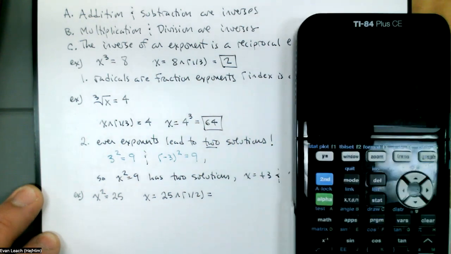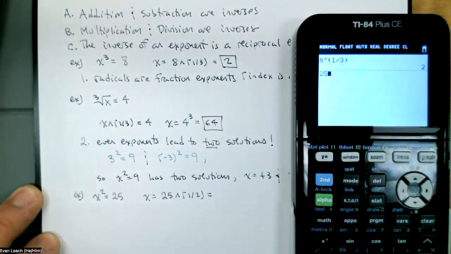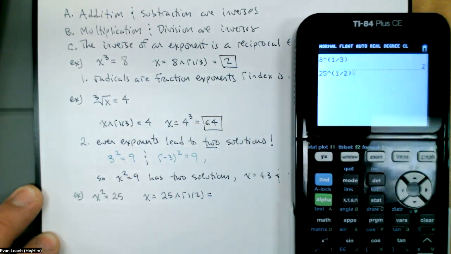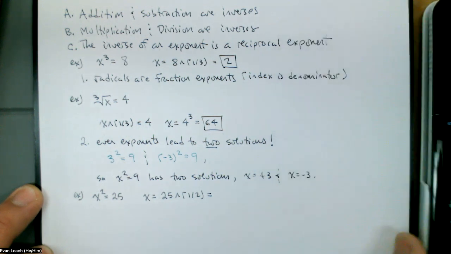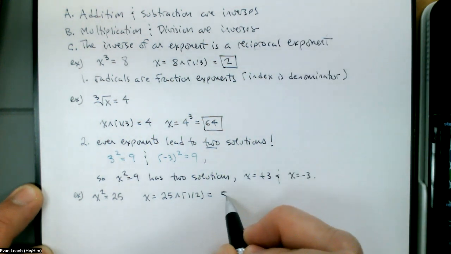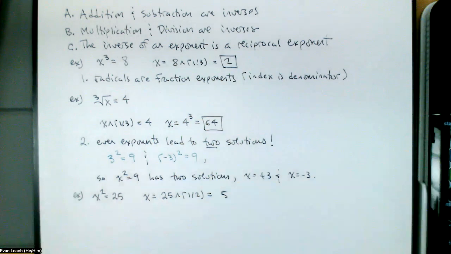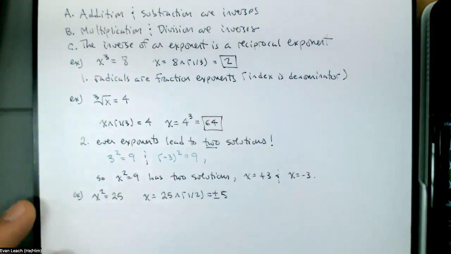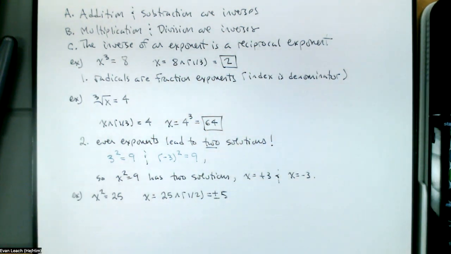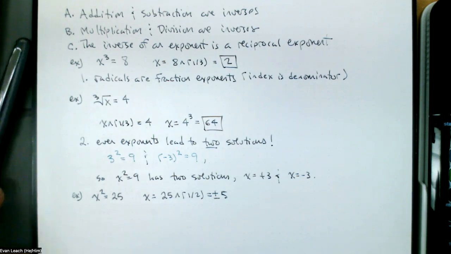Our calculator is going to just give us the principal one. So 25 to the 1/2 power. It'll always give us the positive one because we had to pick one for the calculator to tell us. It can't tell us two things. But we know that since x squared is 25, there's always going to be two solutions. So we write plus or minus, one symbol with a plus and a minus.